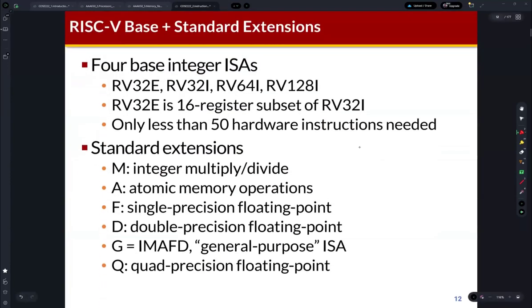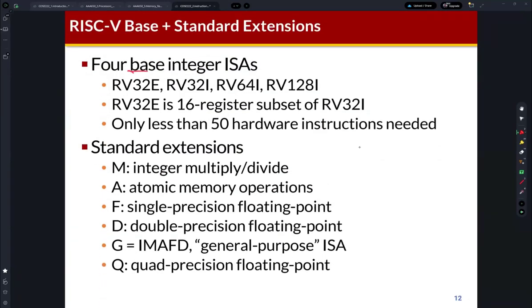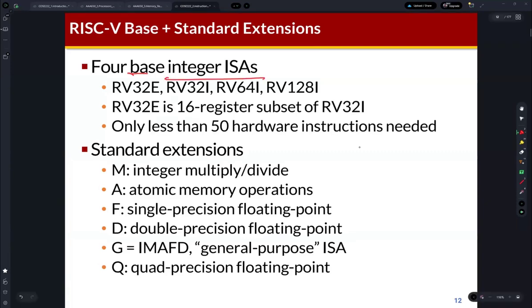Modular means that the baseline ISA is the integer ISA. The integer ISA represents instructions that handle integer data. So the integer ISA just defines instructions that handle integer data, right? It's very simple. It's the baseline ISA of RISC-V.